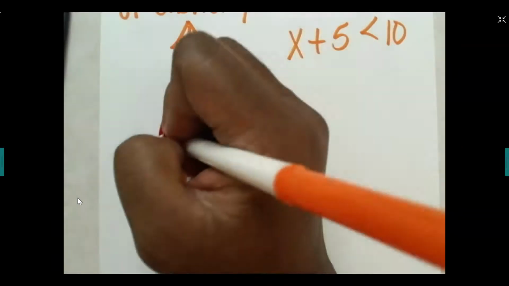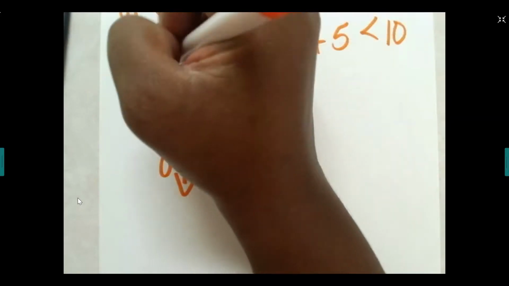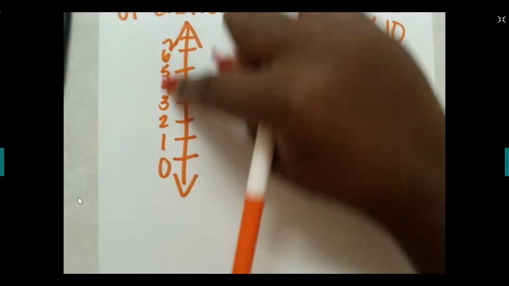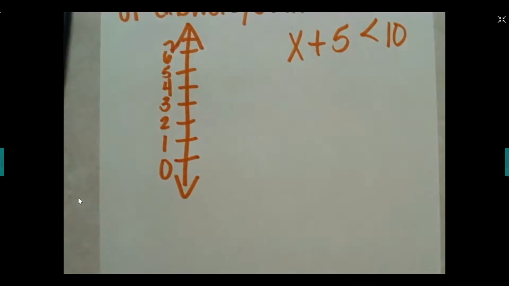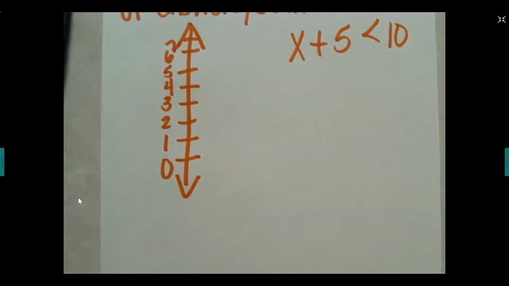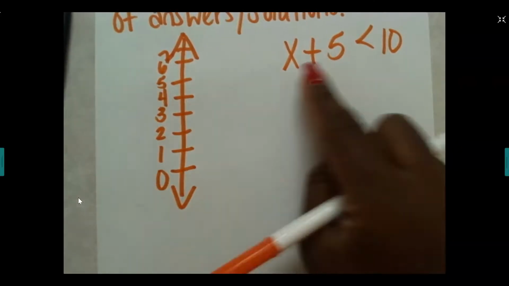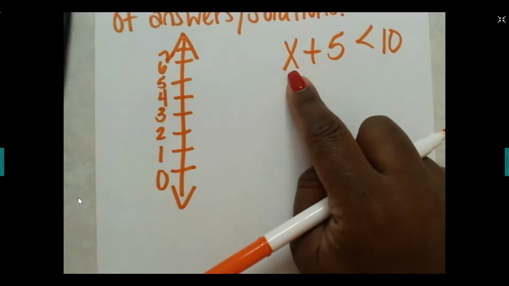And I'm just going to go all the way up to 7 there. Remember, the higher we go in the sky, the greater the value of our number goes. When we go below 0, we get into those negative integers. So to solve this, we're going to isolate our variable.